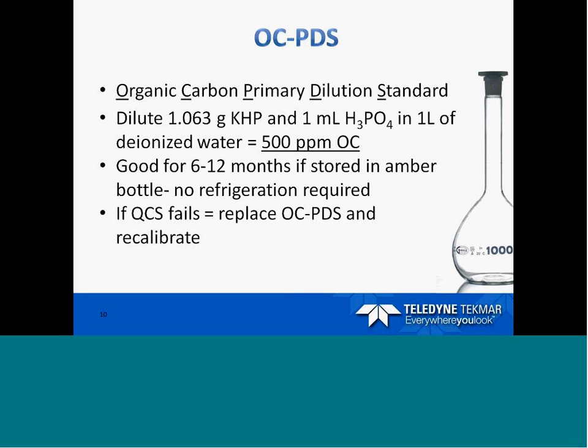So we diluted 1.063 grams of the potassium hydrogen phthalate, with phosphoric acid, to a liter of deionized water, and that gives us a final concentration of about 500 ppm of organic carbon. This is usually good for about 6 to 12 months if stored in an amber bottle. No refrigeration is required on this.